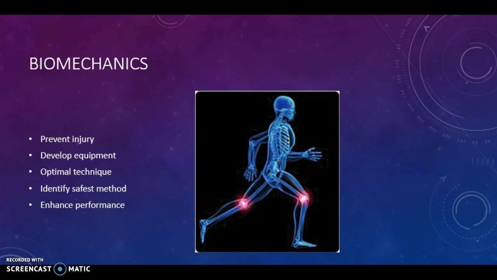So why is biomechanics necessary? Biomechanics is important because it allows us to identify how to prevent injuries, to develop future equipment, and to optimize your technique. This will also help identify the safest method in, say for example, a 100-meter sprint. What's the safest method to get out of the blocks and still get optimal pace? And again, that links to enhancing performance. What's the best way to push off out of the blocks?